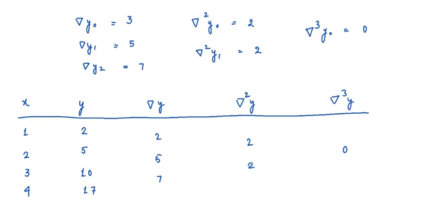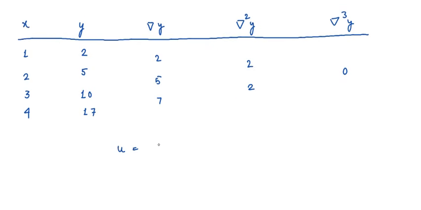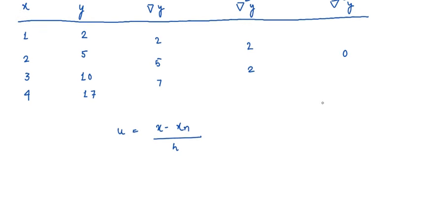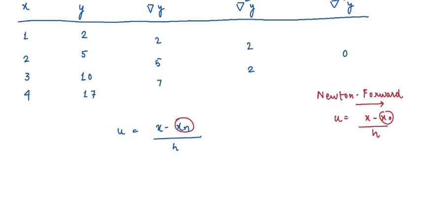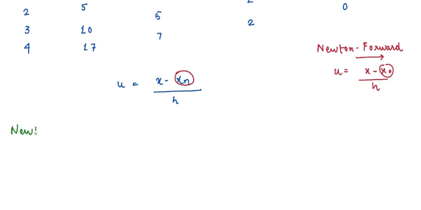Suppose we have equally spaced data x0, x1, up to xn, with the common spacing h. For Newton backward interpolation, we measure the distance from the last point xn. Therefore, u becomes x minus xn divided by h. Now notice a difference. For Newton forward, we took u equals x minus x0 divided by h. But for Newton backward, we are using x minus xn divided by h. And this is one of the most important differences between these two formulas.